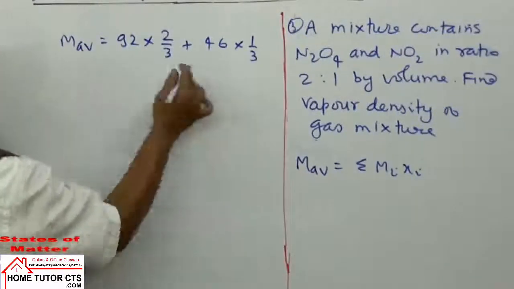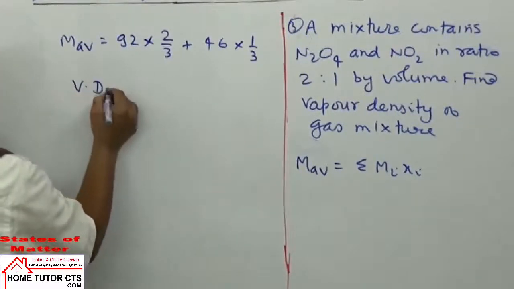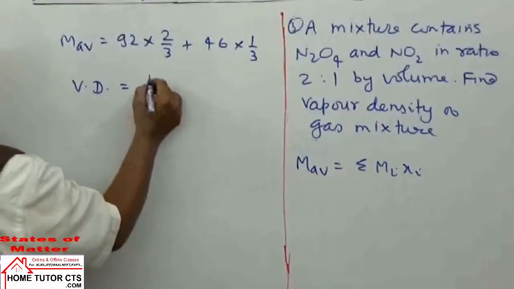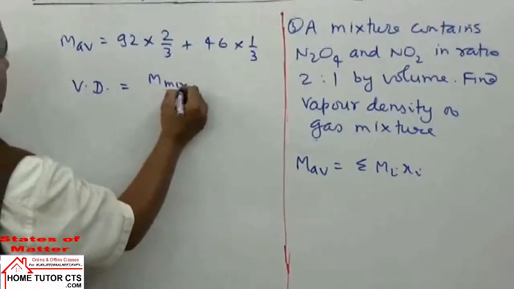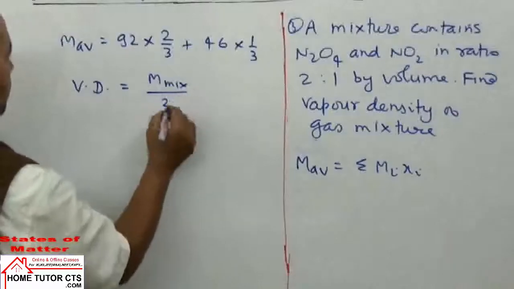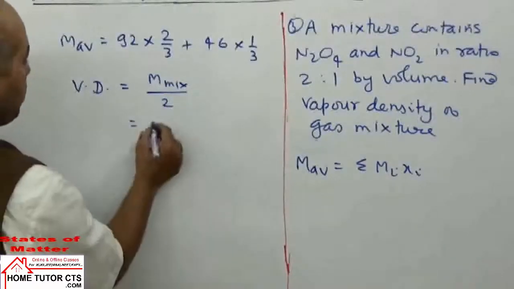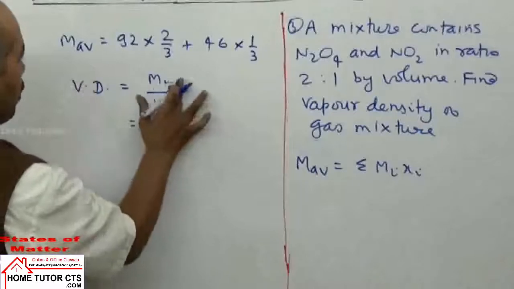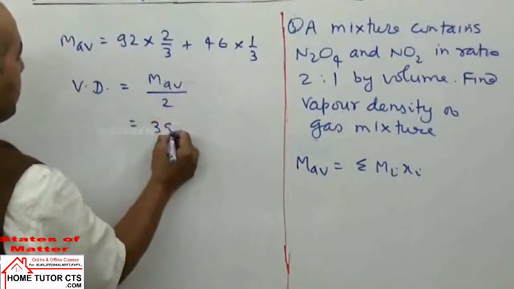Then from the average molar mass we can find the vapor density of the gas mixture. It is M mixture by 2. On solving this, the answer will be M mixture or M average by 2. It is coming 38.3.